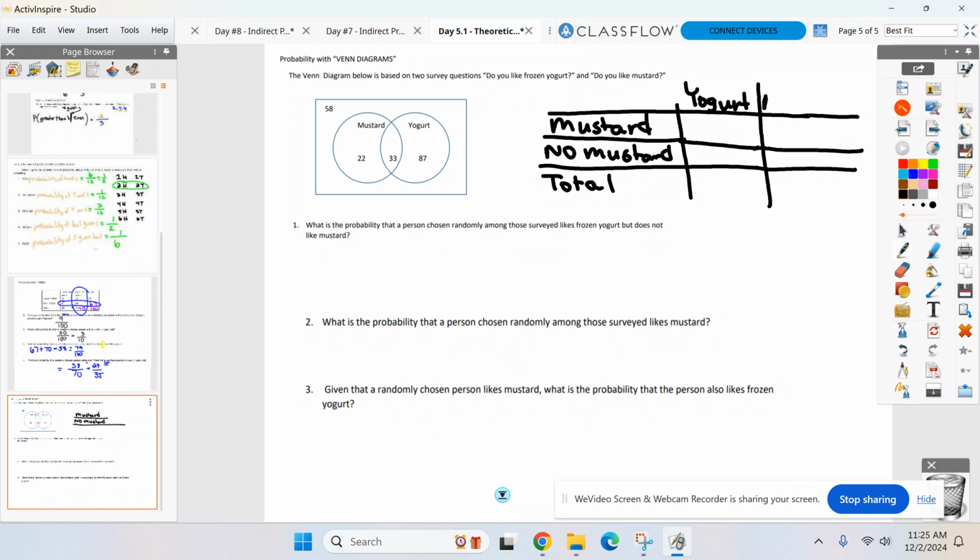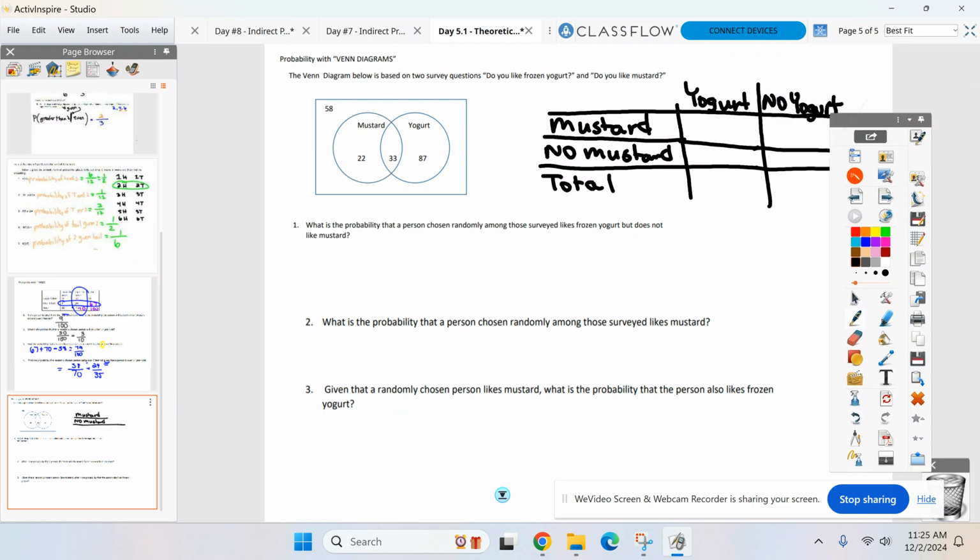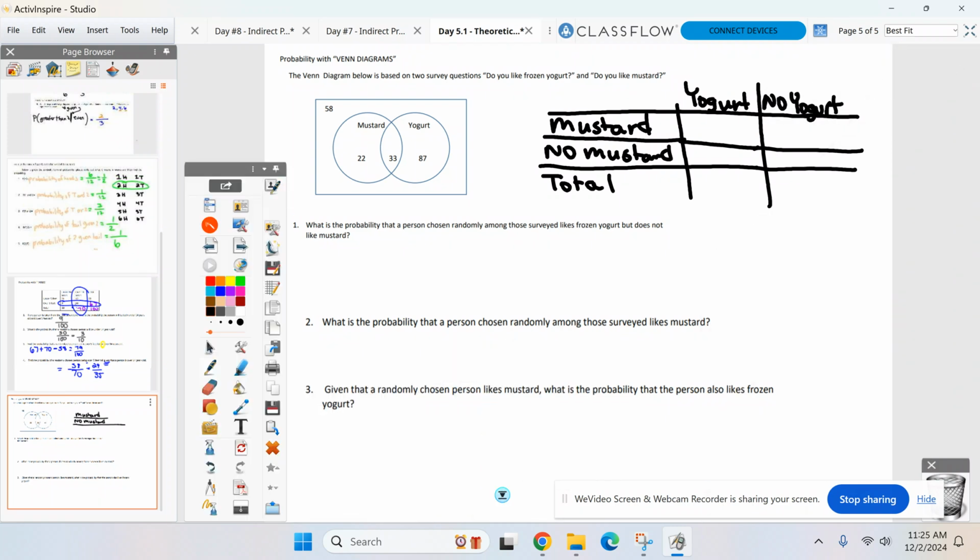I think you're making us more confused. Oh no, this makes sense now. Yeah, you got it. No yogurt, and then the total.